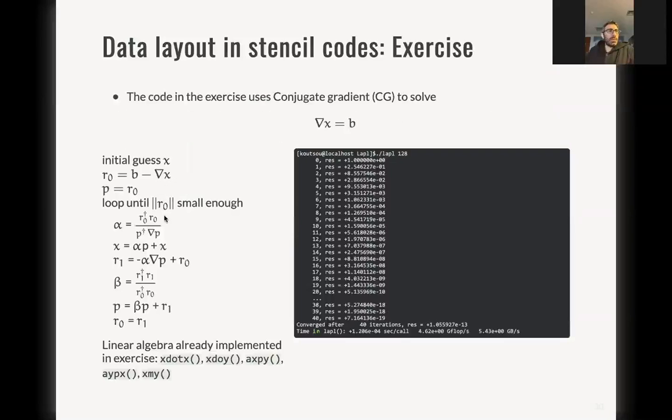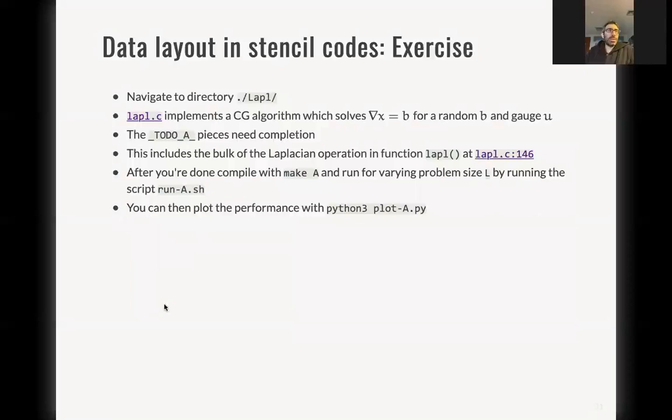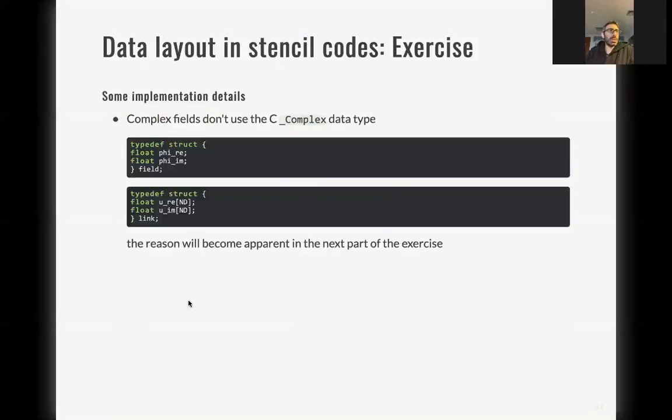And then, as I said, a conjugate gradient is carried out, but there are some parts missing, okay? So there are basically only 2 parts missing.